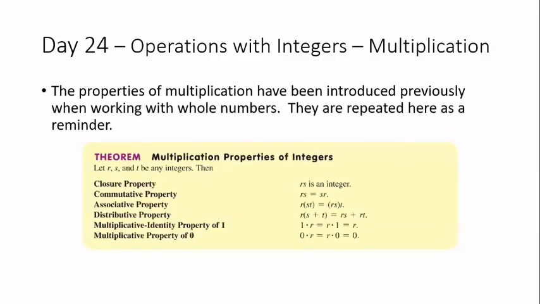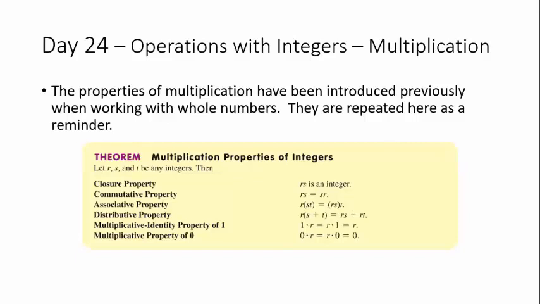We have multiplication properties of integers here, and we've seen these properties before in a different place. We've got our closure property, and this simply means that when 2 integers are multiplied, then the product is also an integer. The commutative property, R times S equals S times R. The associative property, which has to do with the way the factors are grouped. We have our distributive property, R times the sum of S and T is equal to R times S plus R times T.